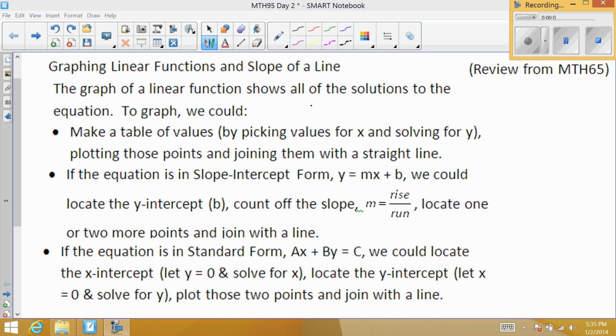Let's take a look at graphing linear functions. I think this is review material, so I'll try to move through it quickly. Graphing linear functions. What we get with a graph is a pictorial representation of all the solutions to the equation, the values of x and y that make the equation true.